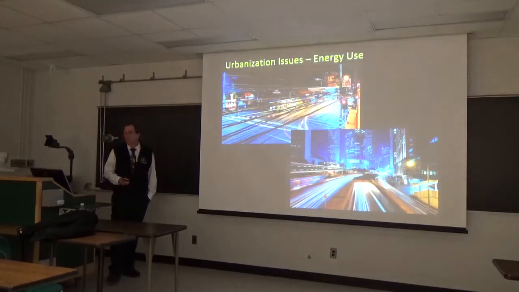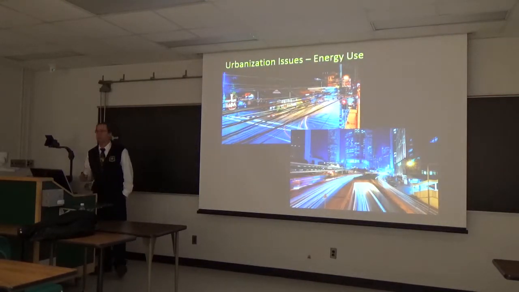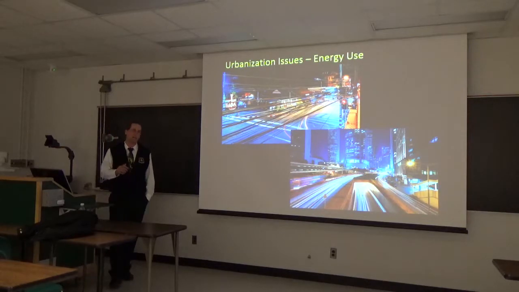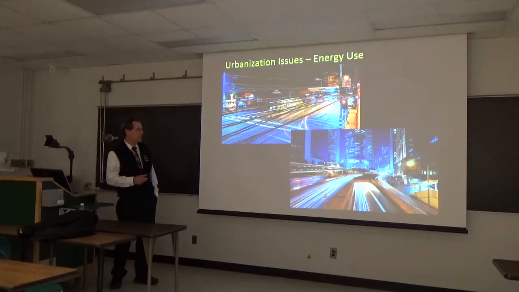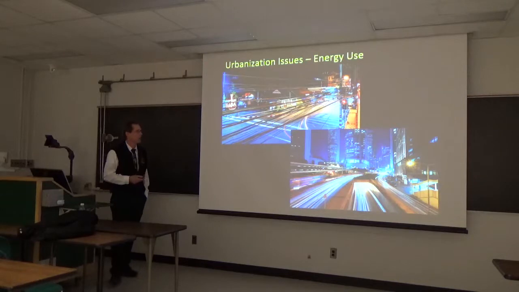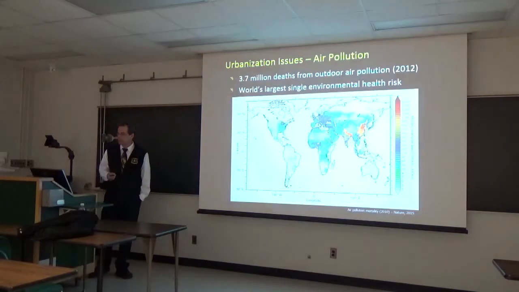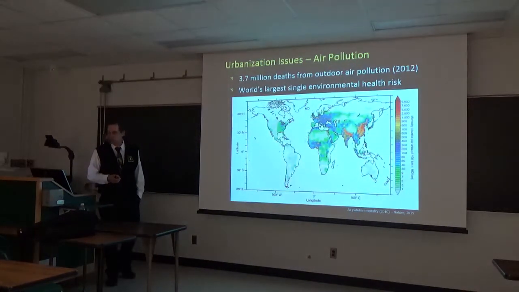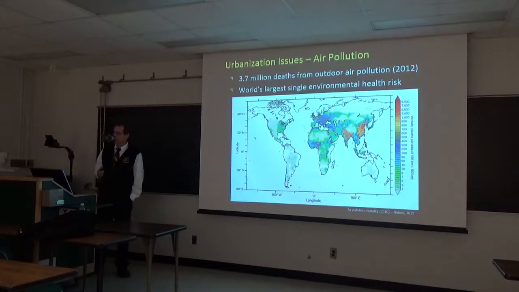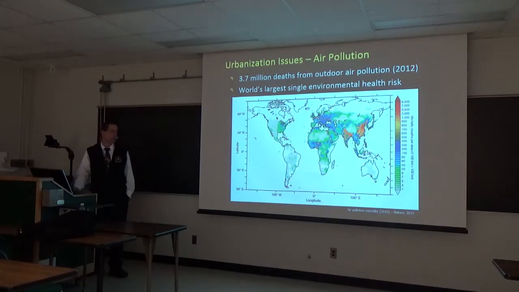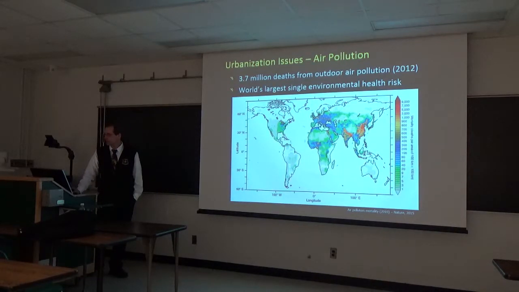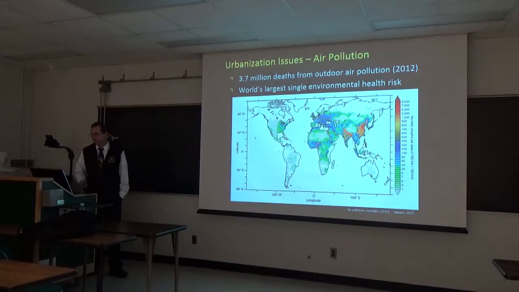So what does that mean? If we put more people in the landscape, we consume more energy. A lot of energy is being consumed within urban areas because we produce roads, lights, and all sorts of things to run our utilities. And energy has its byproducts. Another one's air pollution. The world's largest single environmental health risk right now is believed to be air pollution. You can see on the map here where the mortality rates are highest, particularly around China and India. But as we urbanize more, we're going to produce more pollution because we're producing more energy.